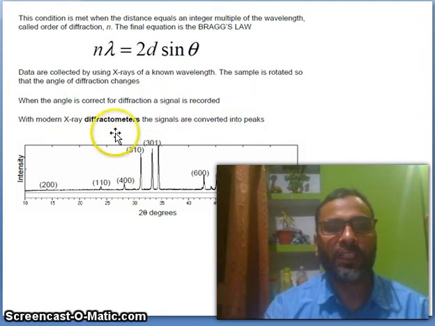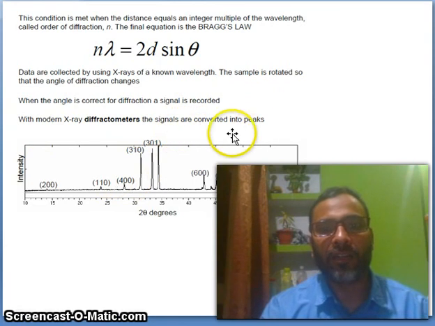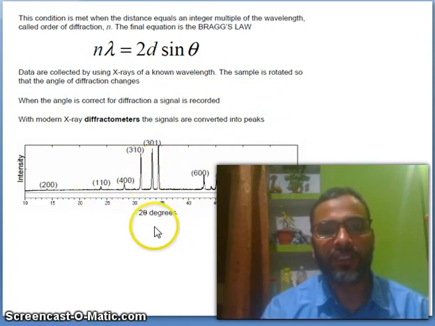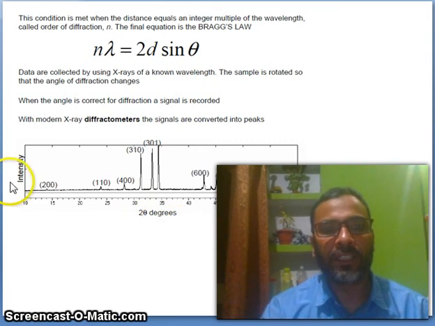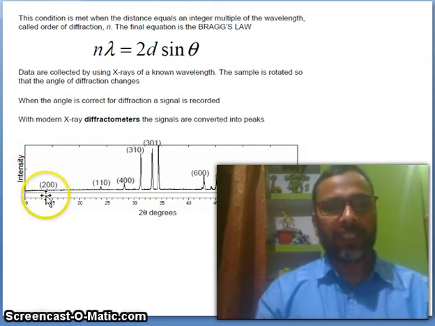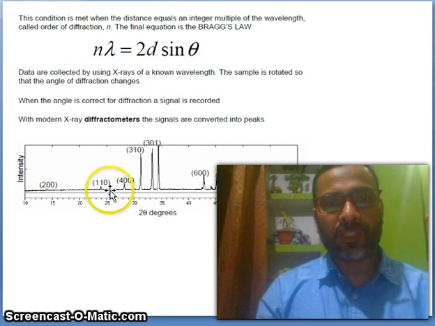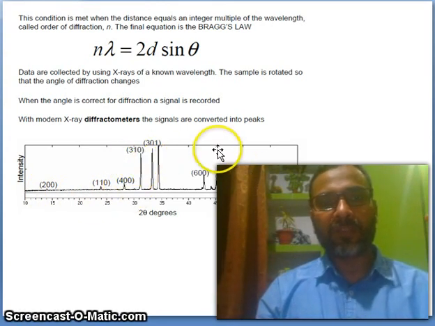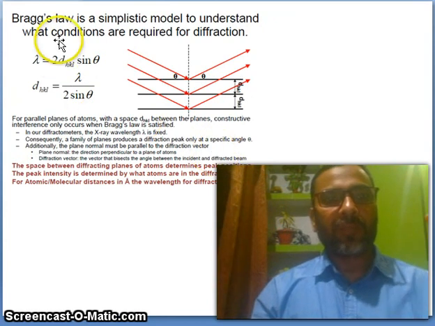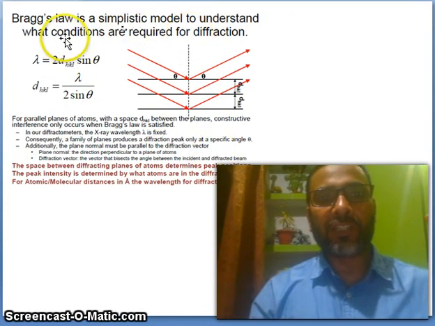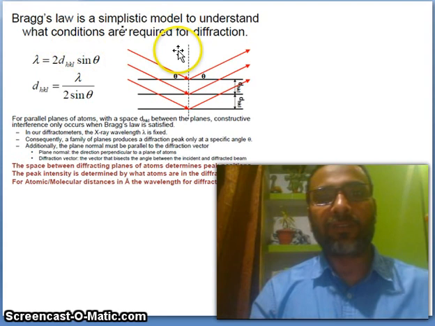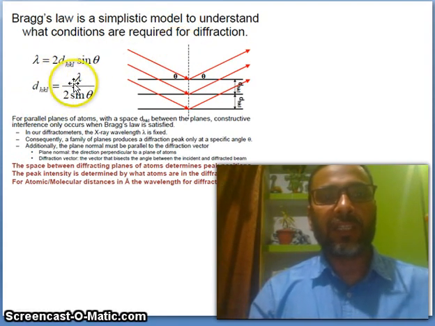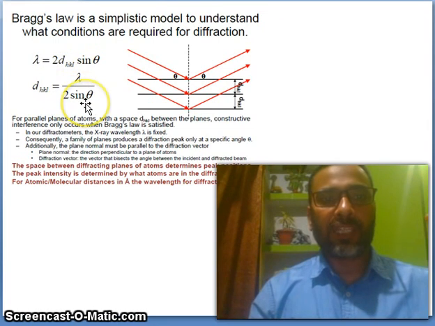You see, with the modern X-ray diffractometer, the signals are converted into peaks. This is the peak. The x-axis is 2 theta in degrees, and the y-axis is intensity. Here the small ones are 200, 110, 400, 310. This is the scale value. So friend, Bragg's law is a simplistic model for understanding what conditions are required for diffraction. Lambda is equal to 2 d_hkl sin theta, or d_hkl is equal to lambda divided by 2 sin theta.